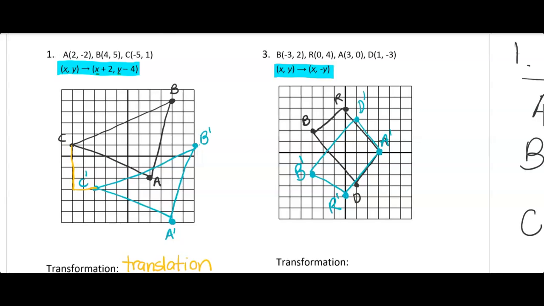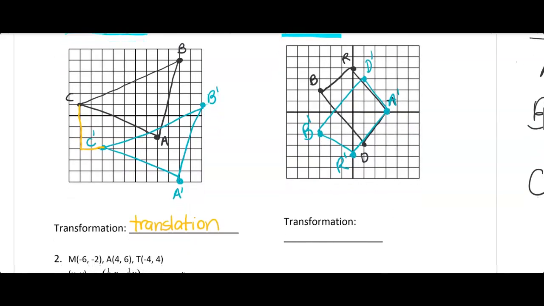So we can see that in this transformation, everything is the same amount away from the y-axis, or the x-axis rather, except for A, which was on the x-axis. So this is a reflection. It's over the x-axis, but we're just going to think about it as a reflection.